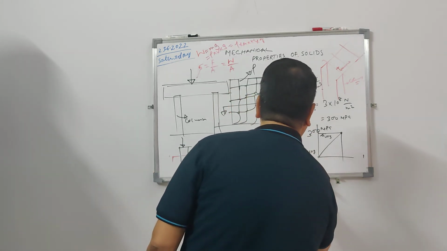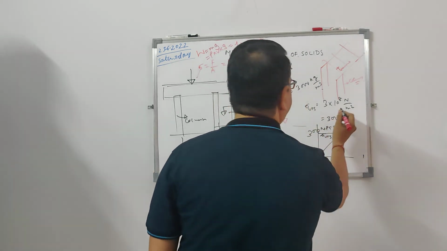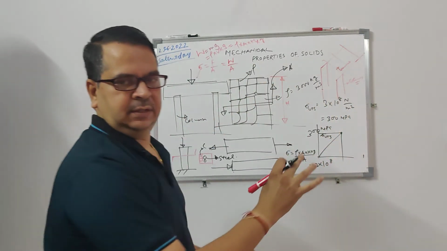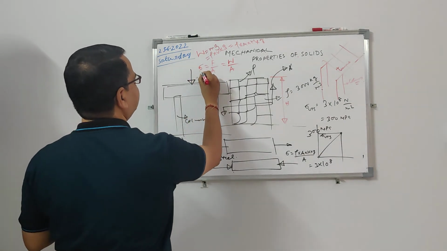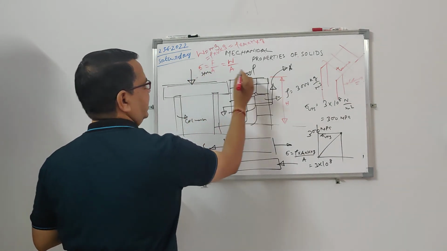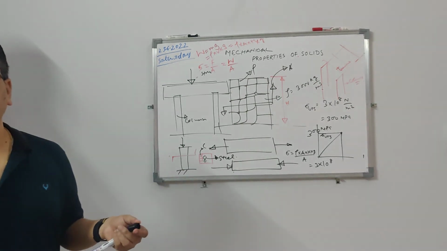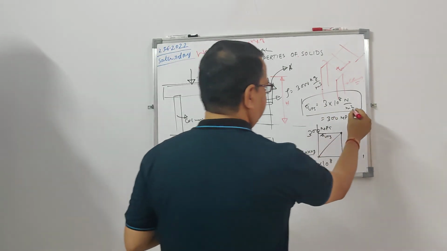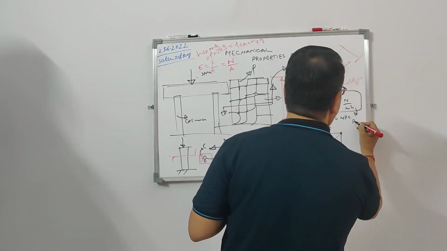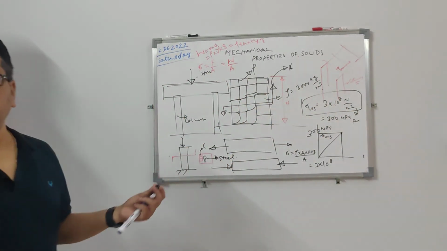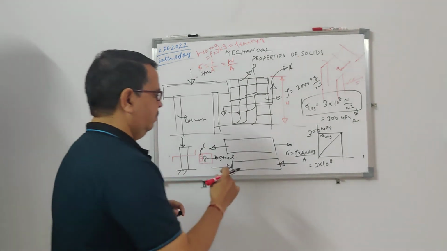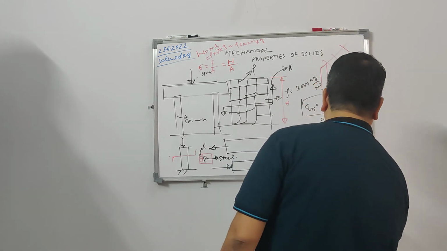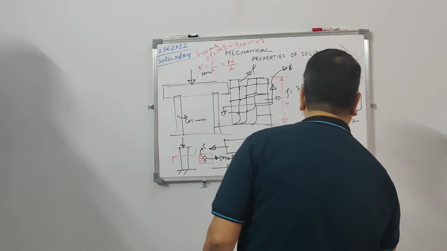Dividing by A, the area cancels, so your stress will be rho g H. That is the stress, and stress should not exceed strength. The strength of the rock is 3 into 10 to the power 8 Newton per meter square. Strength is a property of the rock, whereas stress is what you are getting. So rho A H g divided by A is equal to 3 into 10 to the power 8 Newton per meter square.